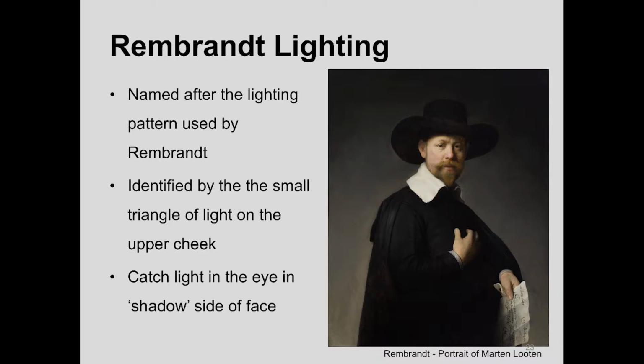It can be identified by the small triangle of light enclosed by a shadow area from the side of the nose, the outer side of the cheek, and the upper side of the mouth, opposite the light source. There should also be a catch light in the eye on this same side, that is, the shadow side of the face. Looking at this Leibowitz image, you can see that the triangular highlight is in the shadow area, but doesn't break out of the shadow area.